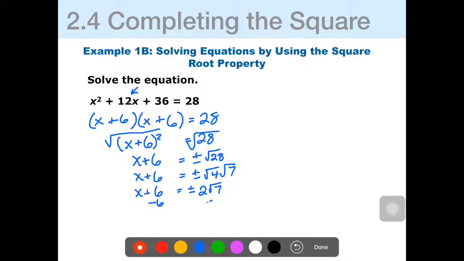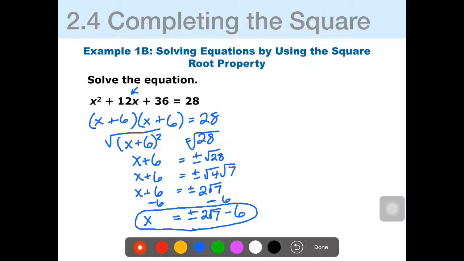And then I'm just going to subtract 6 from both sides. And so I would get x to equal plus or minus 2 times the square root of 7 minus 6. I can't combine those. Those are not like terms. So I do have 2 roots here, if you notice. There are still 2 roots because I have the positive and the negative value. So if I'm graphing this, this is still going to cross the x-axis twice.